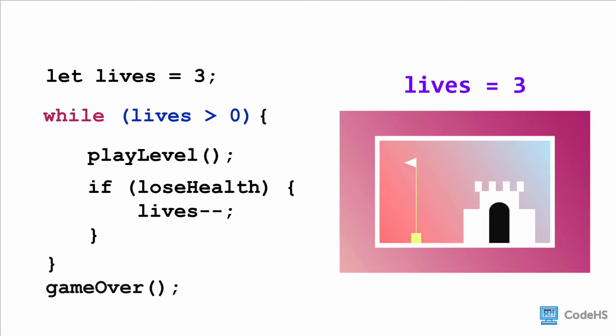As long as the variable lives has a value that is greater than zero, the command inside the loop will run. Once the player no longer has any lives and the value is set to zero, the loop will end and the game will be over. So when lives goes to zero, the loop condition will become false. This will exit the loop and execute the next command, which is game over.